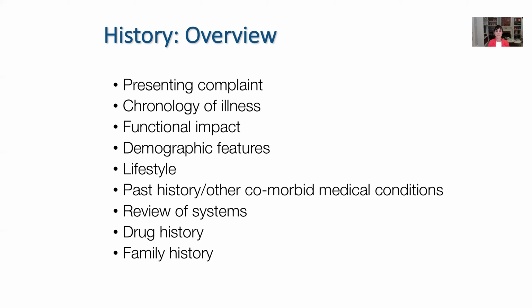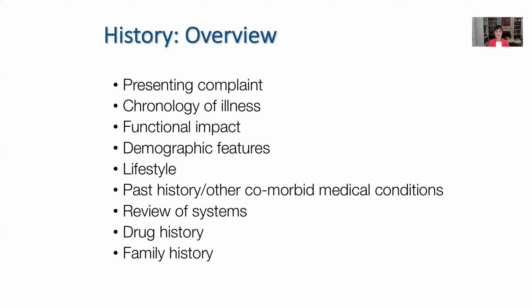Obviously, demographic features such as the age and sex of the individual may represent risk factors for certain types of arthritis over others. Other lifestyle factors may be associated with certain forms of arthritis. For example, obesity may be associated with osteoarthritis of large weight-bearing joints. Past history of other conditions or other coexisting medical conditions may also be important risk factors for rheumatic diseases and may have an impact on your choices for future therapy.